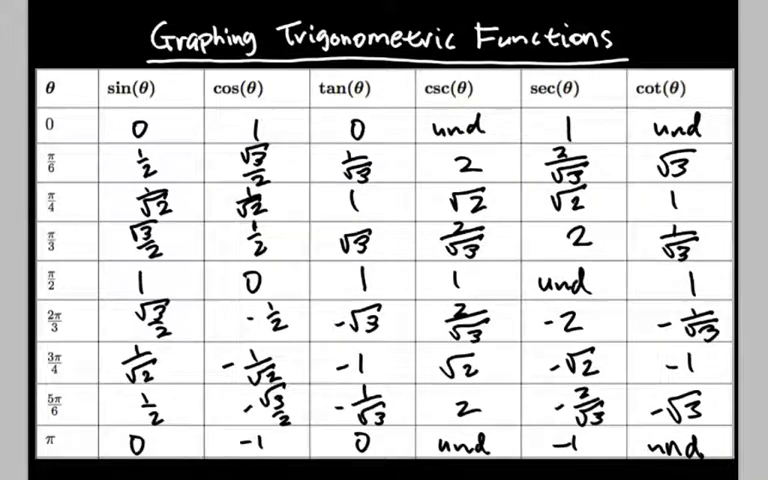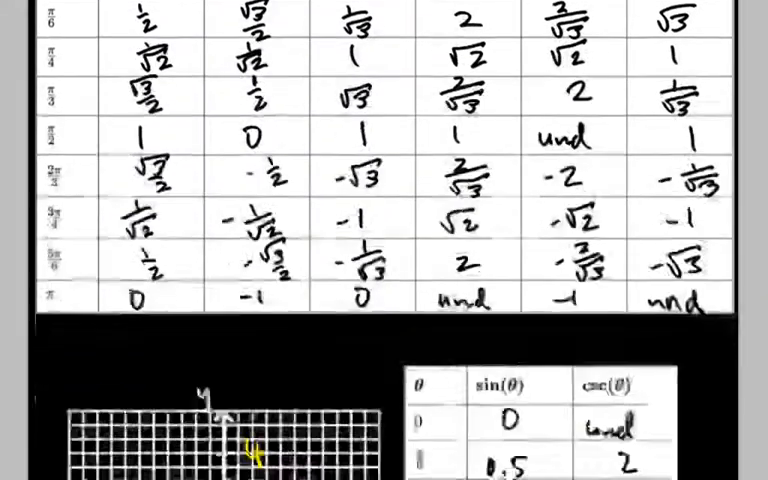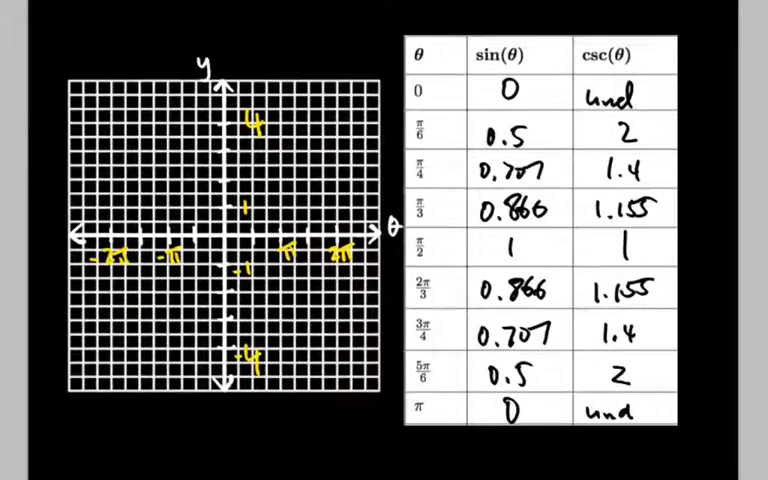We're just going to go up to pi first so that we can see a little bit of what's going on and then derive the rest of the patterns from there. So the first one we're going to work with is the sine function and the cosecant function together because they're reciprocals, right? So here I have converted all of the values into decimals just because it's easier to graph decimals. So I'm going to color code these. Sine is going to be blue and the cosecant will be red.